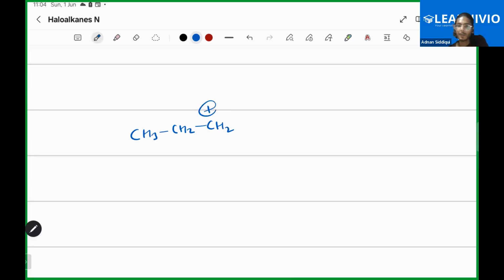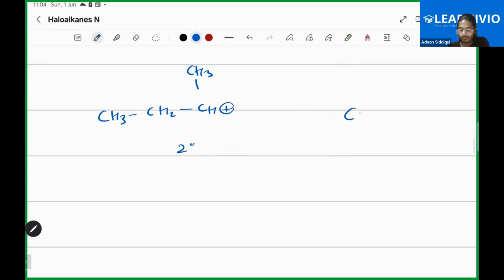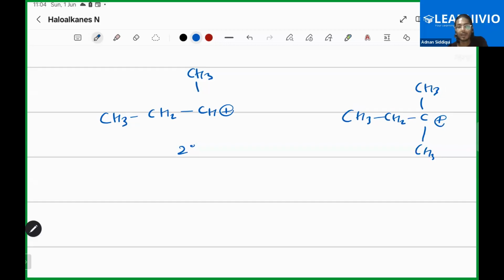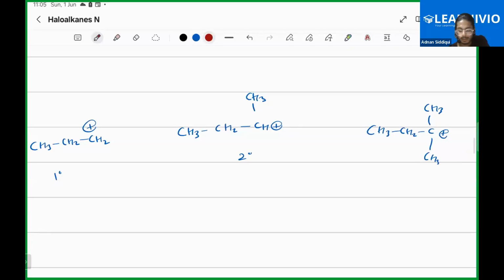This is what? A carbocation, and to be specific, a 1 degree carbocation. Now, this is what? A carbocation, but 2 degree. This is a 3 degree carbocation, right? All of them are carbocations, but they are different in being primary, secondary, and tertiary.